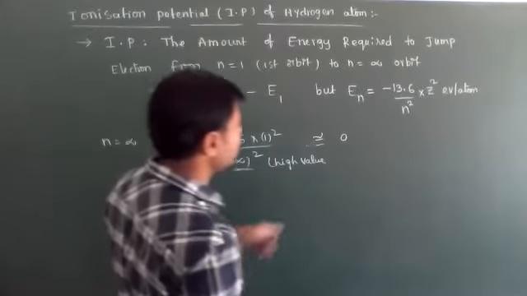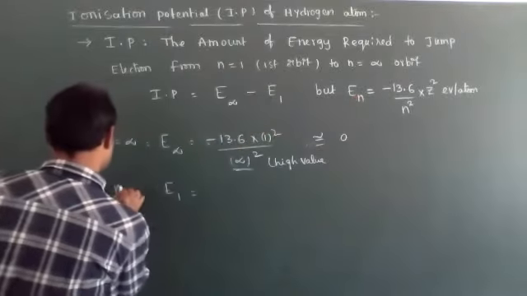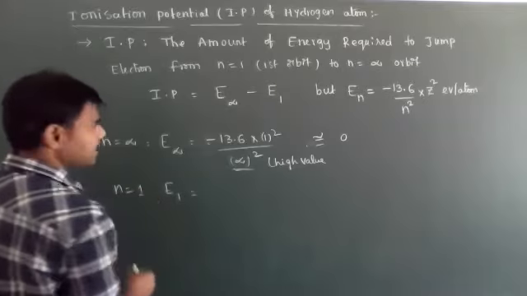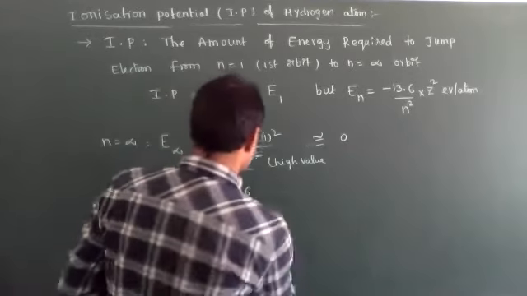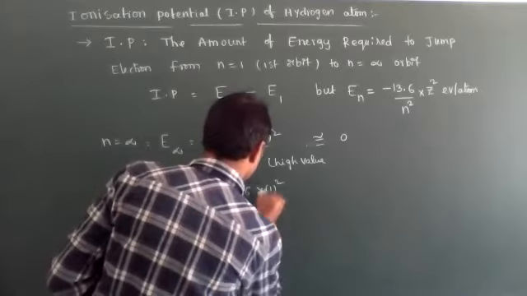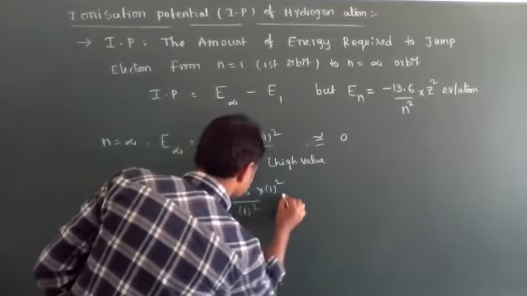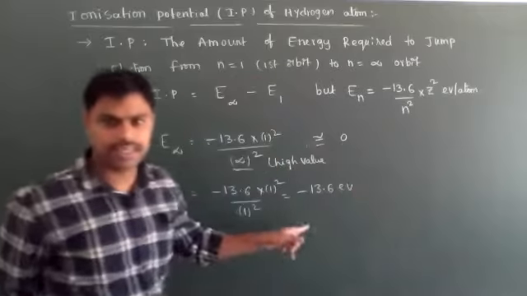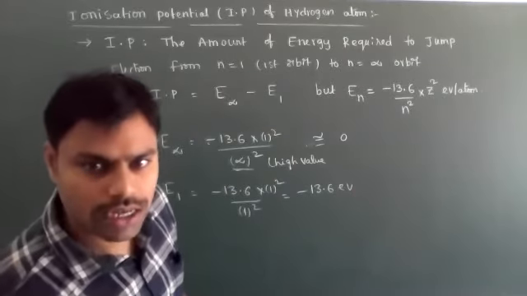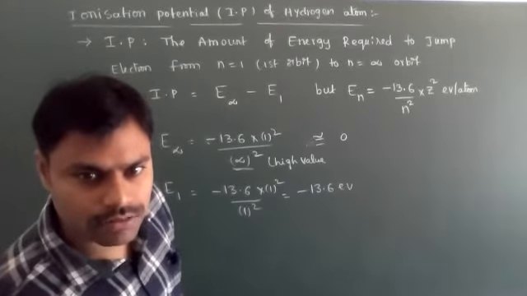Now E1. E1 means n equals 1, then E1 equals minus 13.6 into 1 square by 1 square, which is nothing but minus 13.6 electron volts. Just substitute that E1 value, then the ionization potential value will come.